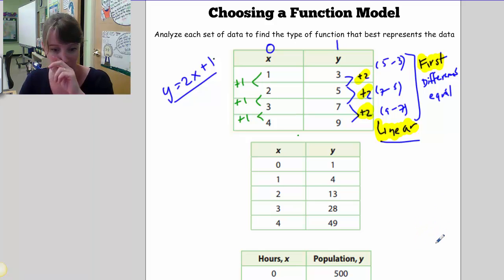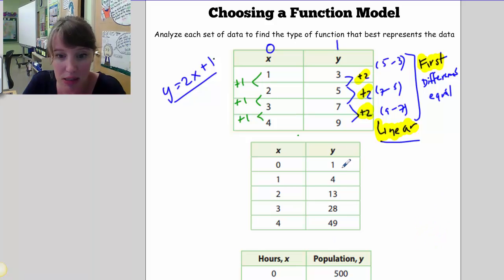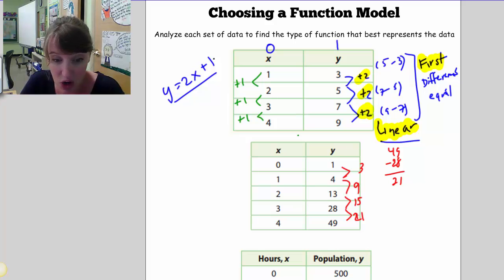that's a characteristic of a linear function. Now, for the next one, I'm going to get the differences here. This is 3, right here. This is 9. This is 15, and 49 minus 28 is going to be 21, right? So the first differences are not equal, right? The first differences are 3, 9, 15, and 21. But when I do the second differences here, this is 6, this is 6, and this is also 6.